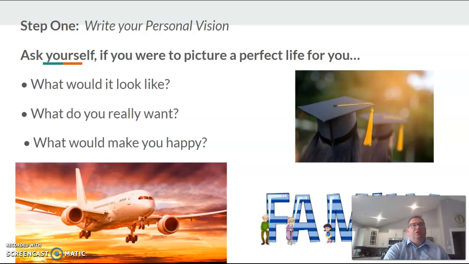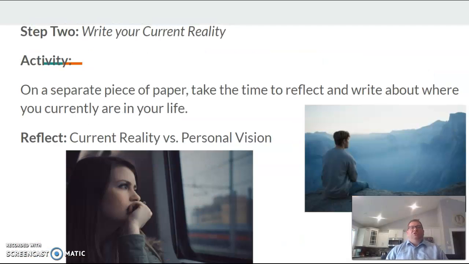The next thing I'd like you to do on a separate piece of paper is to write down your current reality. Where are you right now? I want you to take the time to reflect about where you currently are in life. Be honest about that. Who you are as a student, as an individual, think about that. Let's take about 30 seconds for that.